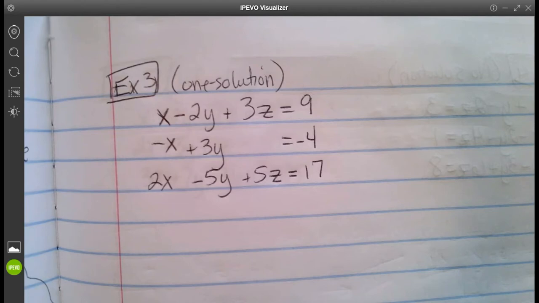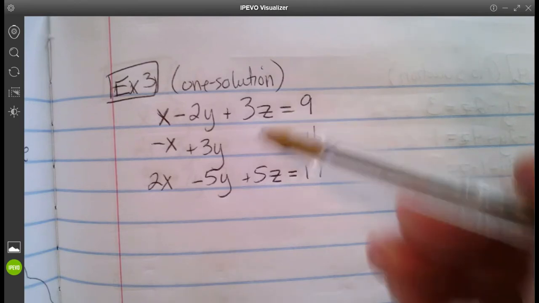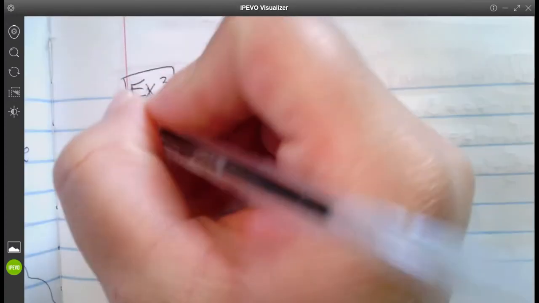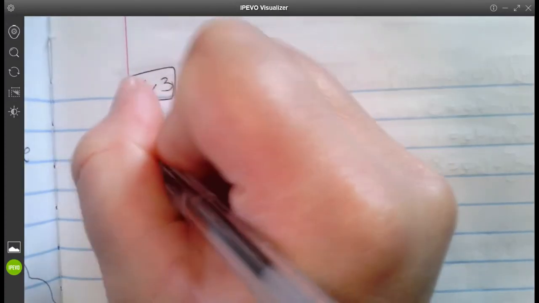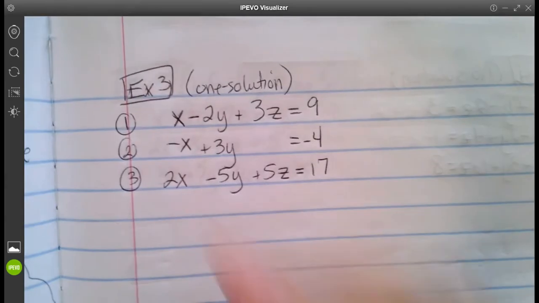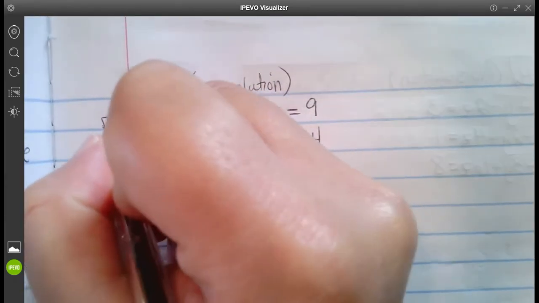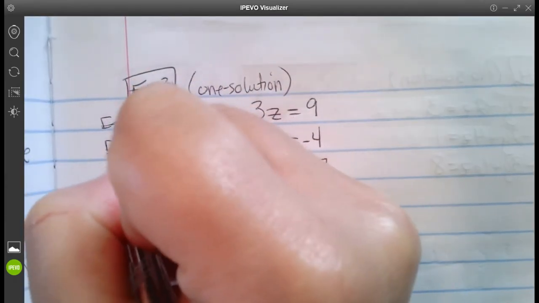Okay, so in this example, we have 3 variables, x, y, and z, and we have 3 equations. So we can think of it as a three equation system. We are going to solve for x, for y, and for z. I want to start by identifying which of these equations I can use for my first equation. So this is 1, 2, and 3. This is the best way I can think of to identify equation 1, equation 2, equation 3.